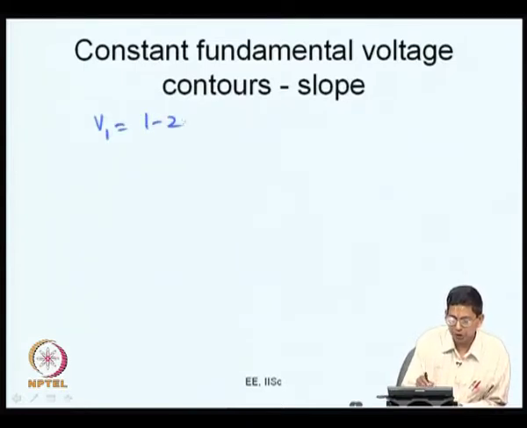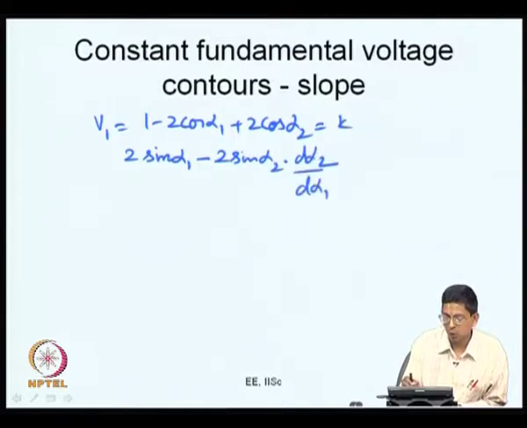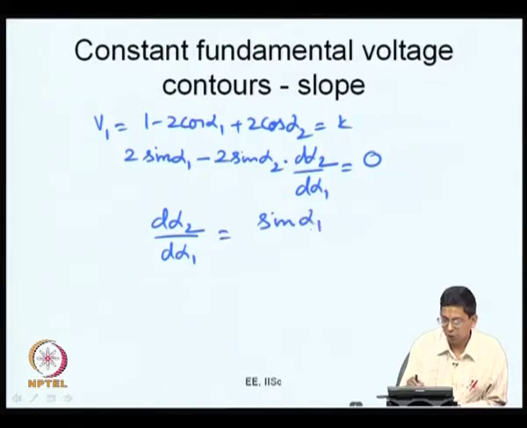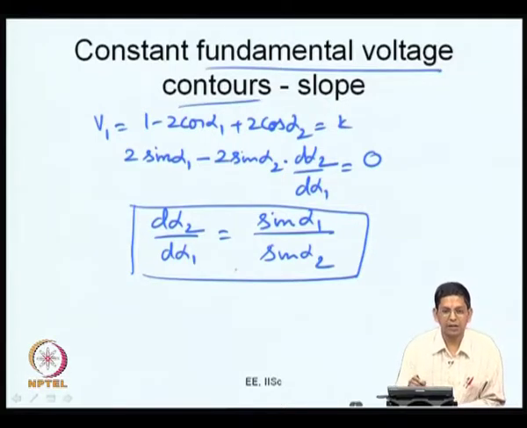V1 is equal to 1 minus 2 cos alpha 1 plus 2 cos alpha 2. This is some constant, let us call it k. So, if you differentiate both sides, you end up getting something like 2 sin alpha 1 minus 2 sin alpha 2 d alpha 2 by d alpha 1 is equal to 0. Therefore, you get d alpha 2 upon d alpha 1 is equal to sin of alpha 1 by sin of alpha 2. This is the slope of constant fundamental voltage contour at any given alpha 1 and alpha 2.